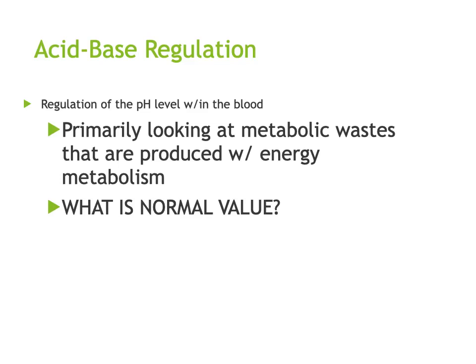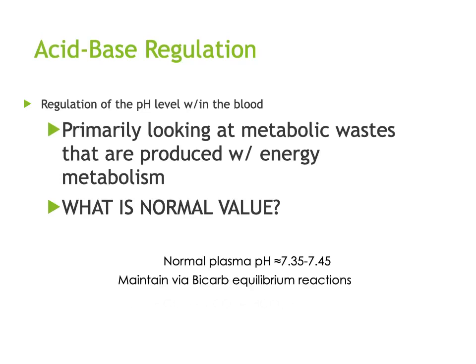So what is the idea of acid-base regulation? Well, what we're trying to do is maintain a normal pH value of somewhere between 7.35 and 7.45. This is primarily done in an attempt to neutralize metabolic waste, but we're not really neutralizing the way that we think about neutralizing when we look at chemistry.